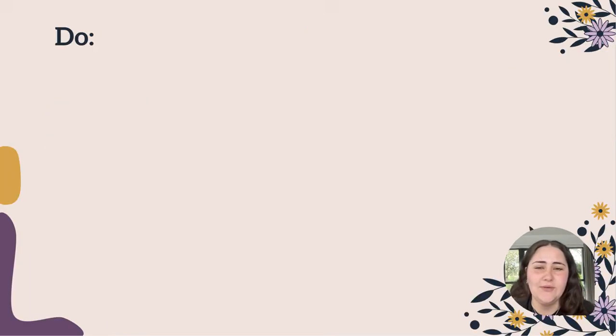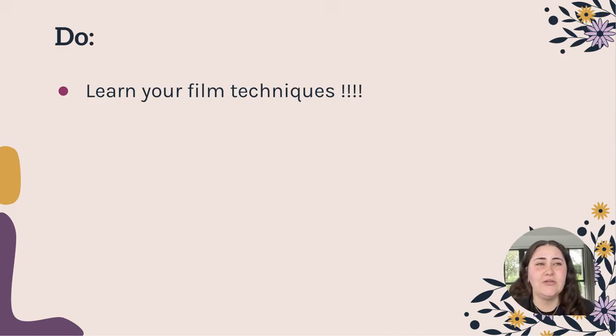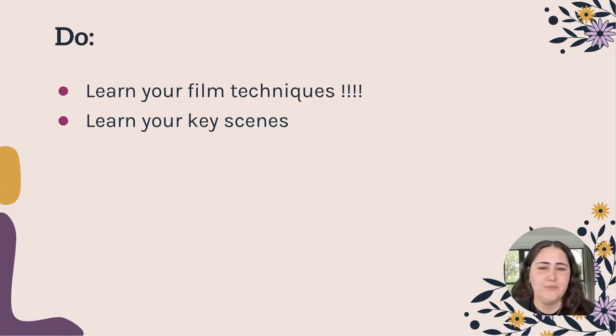So the 1.3 do's and don'ts. The do's: you need to learn your film techniques. For my class, we're doing it about a film, and so you need to learn about the film techniques. But if you were doing this about a novel, you would write about the character or the ideas, and you'll have different evidence. But for me and my class, we're doing a film, so you need to learn your film techniques.